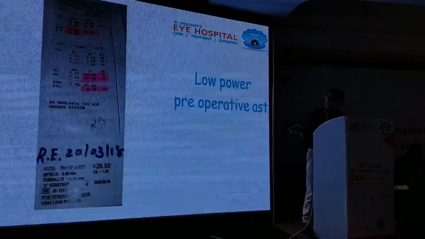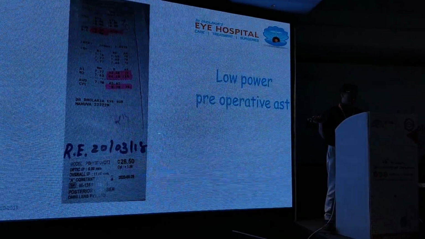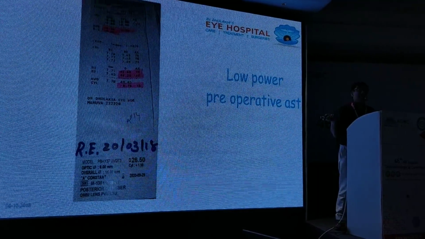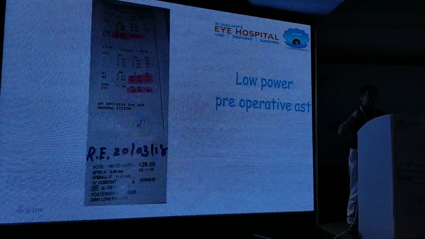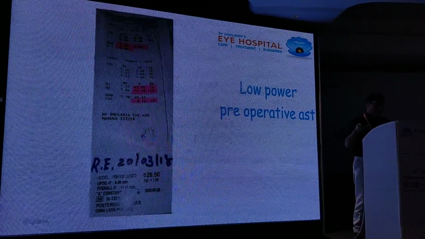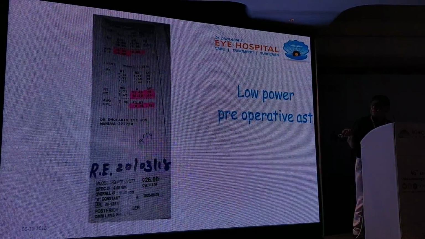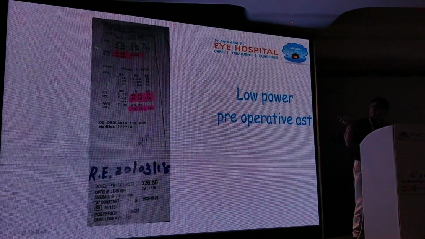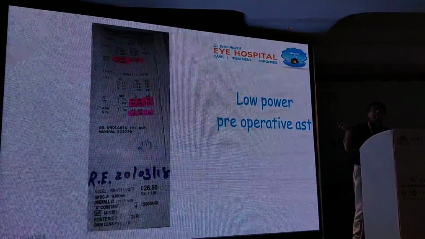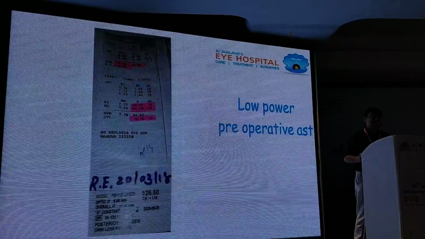Low power preoperative astigmatism. Here, delta K is just 0.75. But with the latest toric calculator and all these things, I dare to give the patient a toric IOL. And with this Omni toric IOL, no financial interest, can you see? 0, 0. You can dare to tackle this patient even though it is very low power astigmatism.